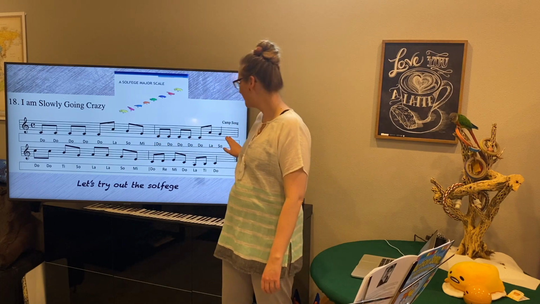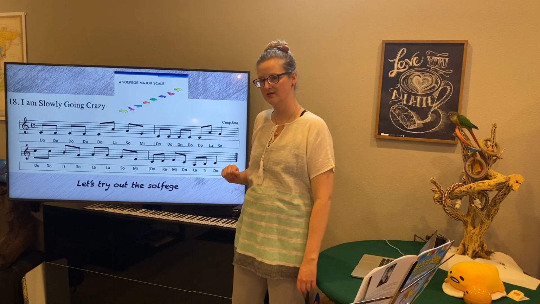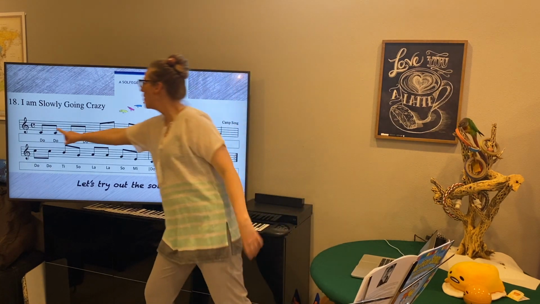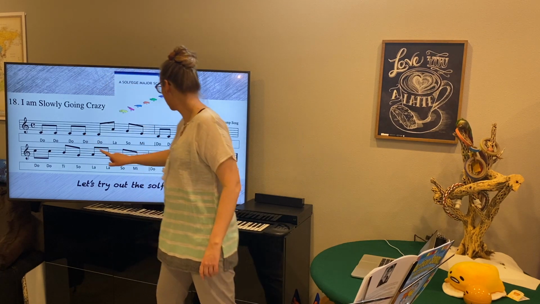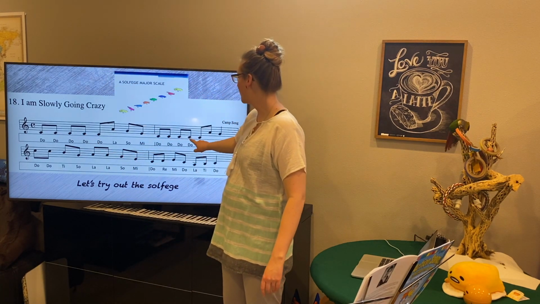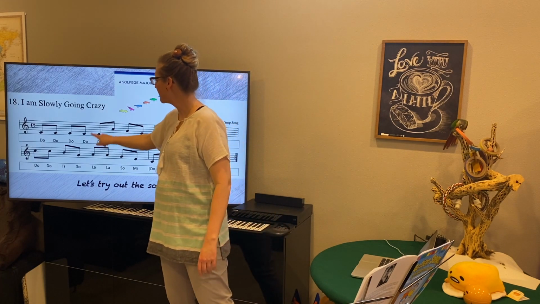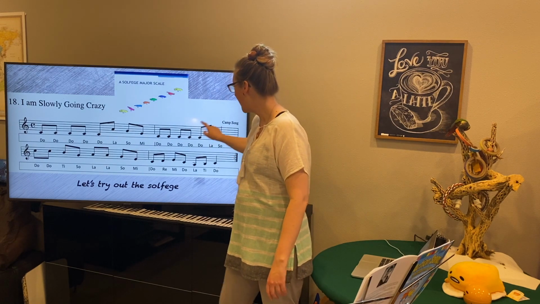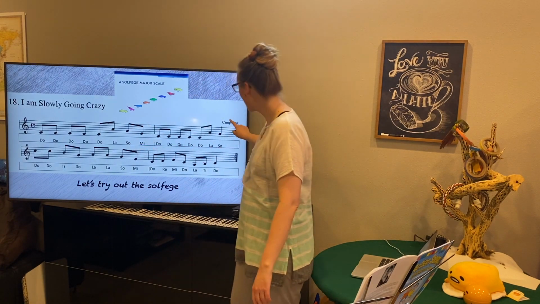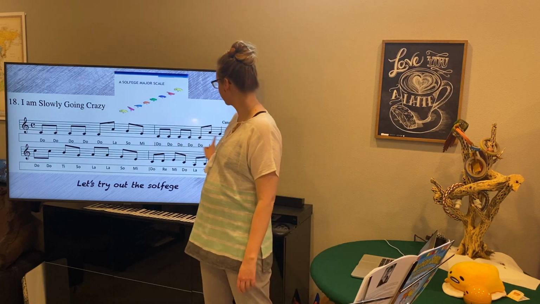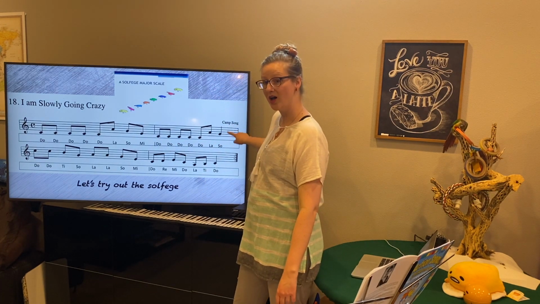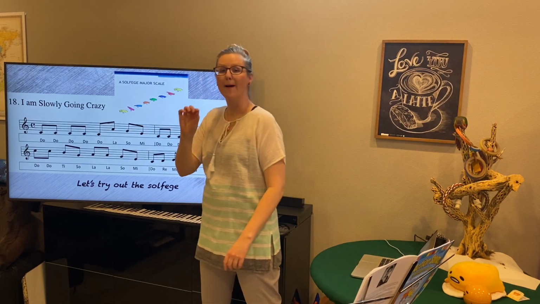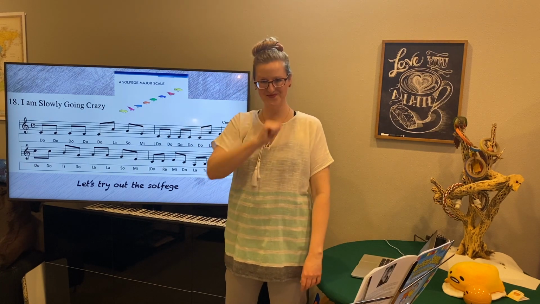Let's try the next one. What do you see that's similar? Are there any notes that look the same? Let's count them. 1, 2, 3, 4. 1, 2, 3, 4. And then what about this interval? Do to la. We see it again. Do to la. And then we see again we have so. But what is different about this note? What is that note called? A quarter note. And what are these two called? A beamed eighth note. Very good.